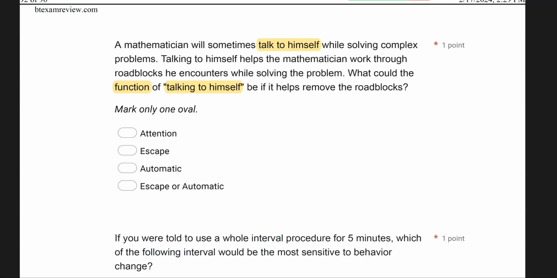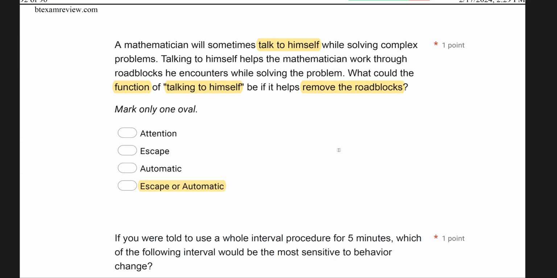Well, the behavior is also removing the roadblocks. And when you remove an aversive stimulus, you've escaped. So the function of talking to himself isn't going to be attention, A, because he's not gaining the attention of anyone in his environment, but it could be escape. Why could it be escape? Because talking to himself removes the roadblocks. He escapes the roadblocks. But it could also be automatic because there's not another person involved. Talking to himself could also feel good to him, so automatic sensory.